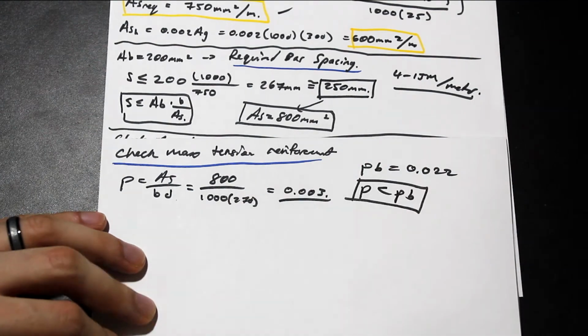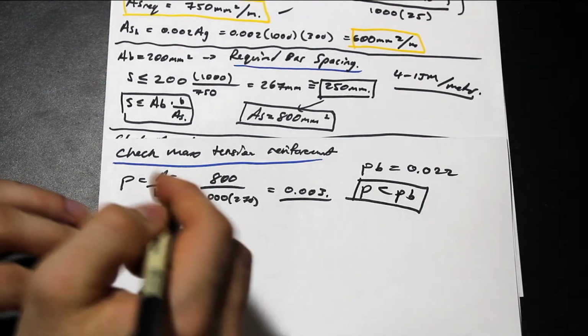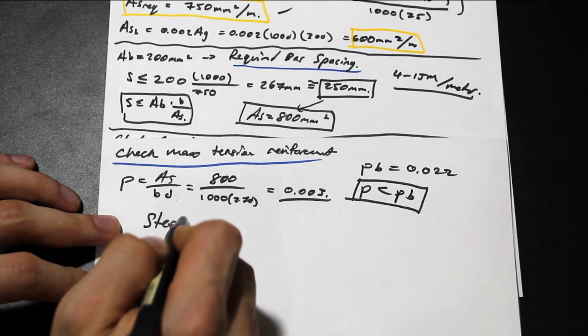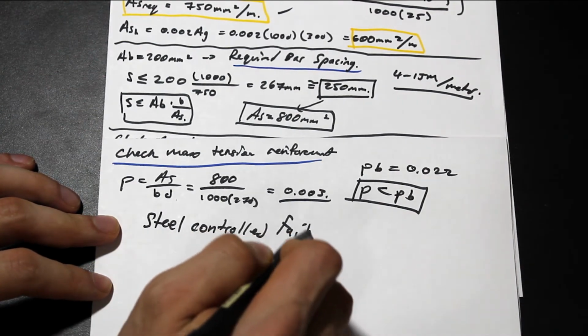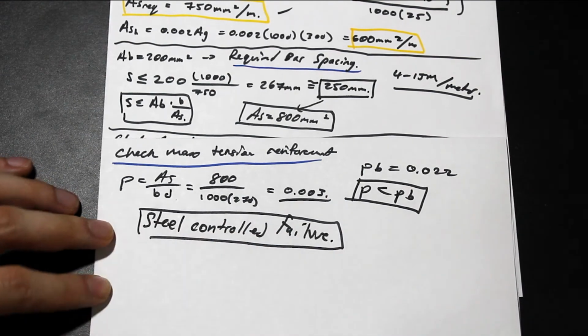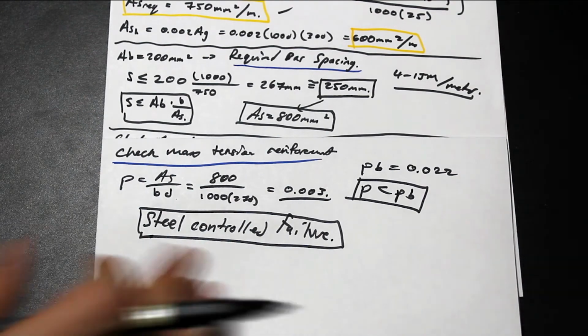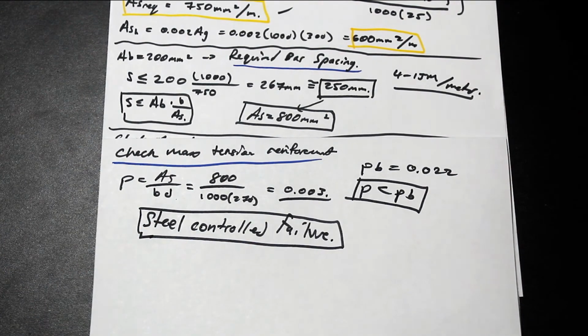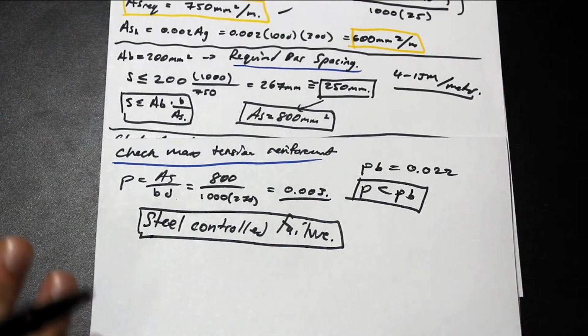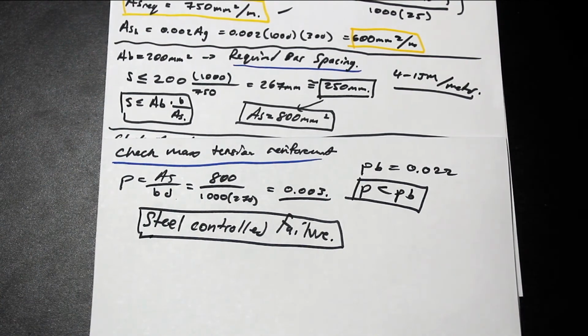So what does this mean? Well, when rho is less than rho B, that means that we have a condition which is called steel-controlled failure. If you're unsure what I mean by this, we did a video where we explain the different types of failure modes in concrete, so I highly suggest that you check that out. I'm going to put it in the description for you. This is an important concept, though, and essentially what we're doing is checking that we don't have a concrete-controlled failure. We're checking that what is going to yield first is the steel, not the concrete. Because if the concrete fails first, what we have is a very sudden, brittle failure of the slab, which is not what we want.